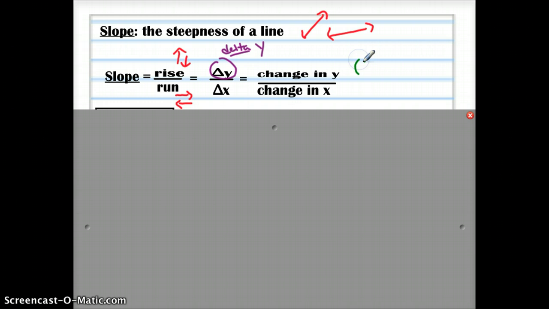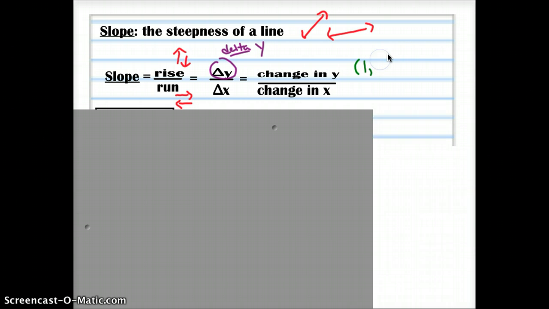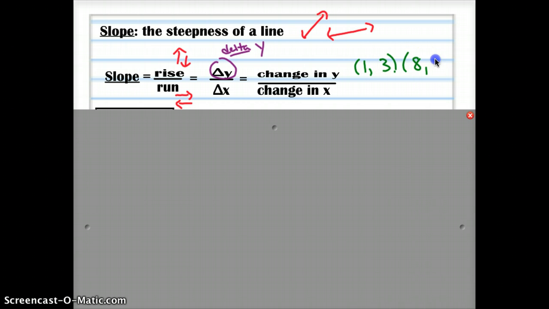If I have 2 points on a line and it goes from 1, 3 to 8, 15, and I'm trying to figure out the slope, I want to look at how far the y's changed. This is a y of 3 and this is a y of 15. From 3 to 15, it changed by 12. It went up 12, so positive 12. Then if I look at the change in x, from 1 to 8, it went to the right, it went over 7. So 12 over 7, 12 sevenths would be my slope.